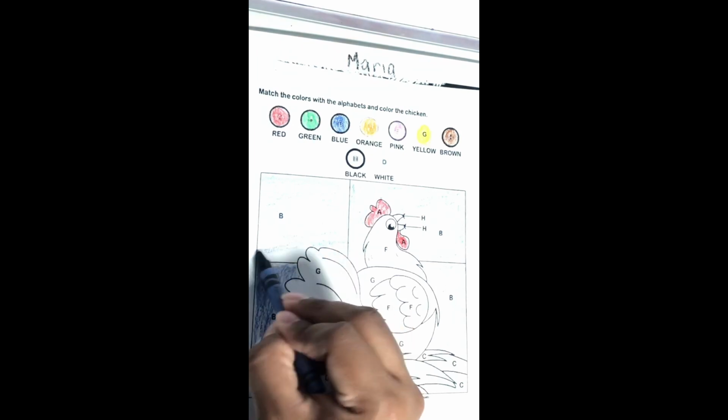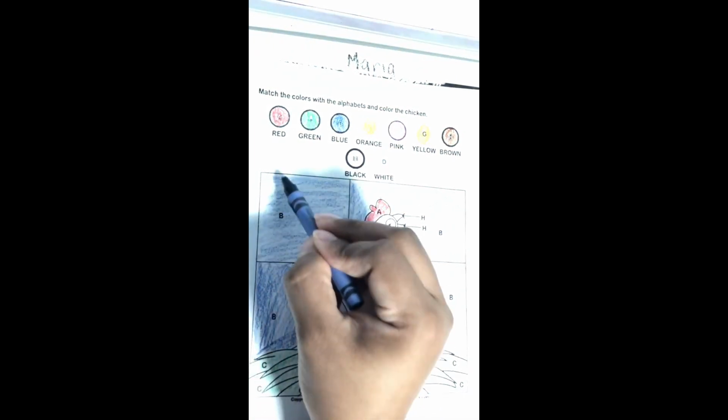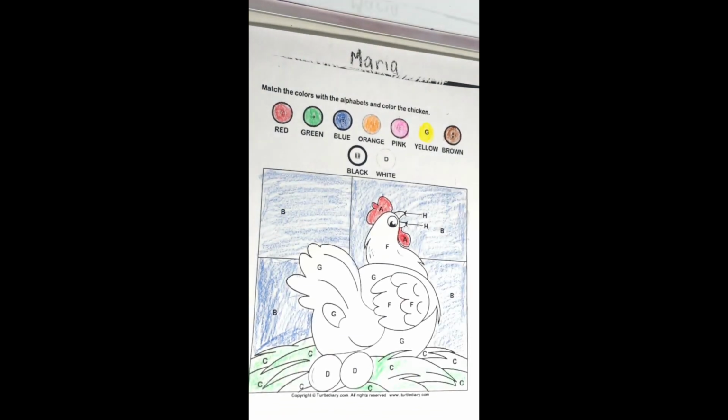Your chicken is looking really good, boys and girls. So proud of you. Really, really good. Okay, and that's our last B. Okay, let's put our crayon back inside our box.